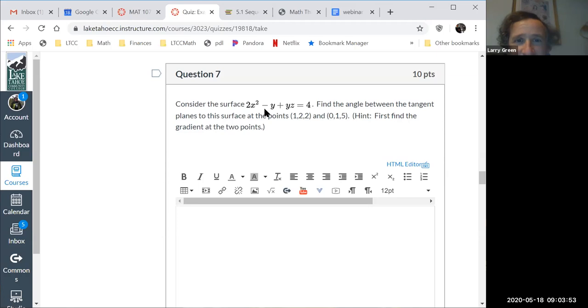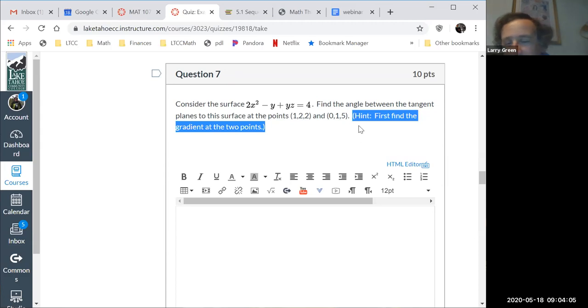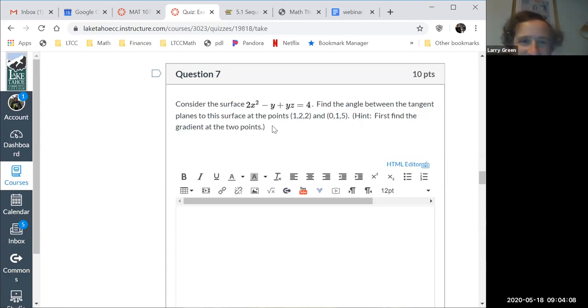Okay, consider the surface. Find the angle between the tangent planes to the surface at the points (1, 2, 2) and (0, 1, 5). And I gave you a hint because I was worried that if I didn't, I didn't know if anyone was going to get it. So the hint: first find the gradient at the two points. Let's do it. Grad of f. I just write grad of f and then I'll plug in. The derivative with respect to x is 4x. The derivative with respect to y is negative 1 plus z. And the derivative with respect to z is just y. Any questions on that?